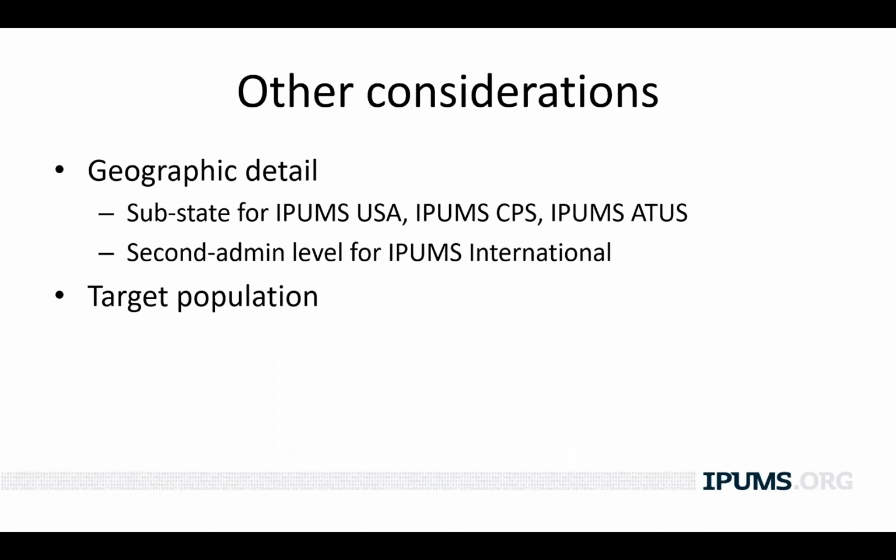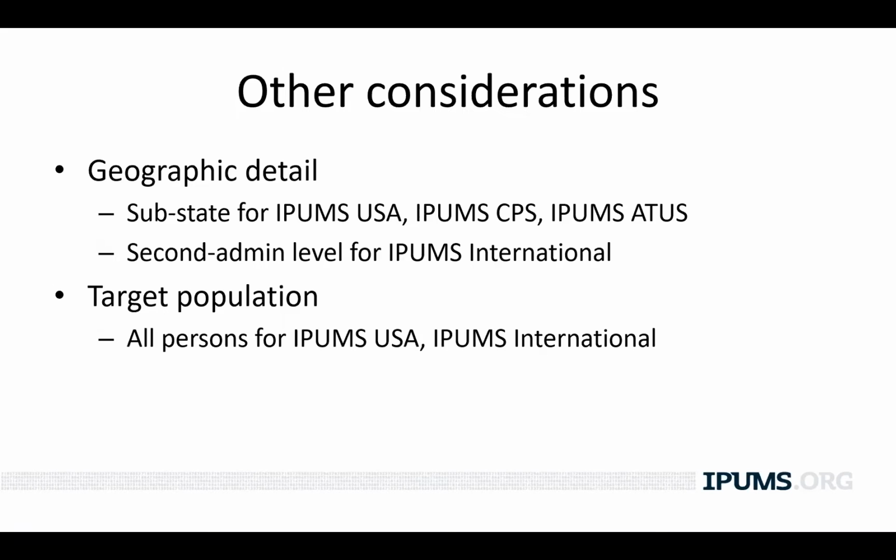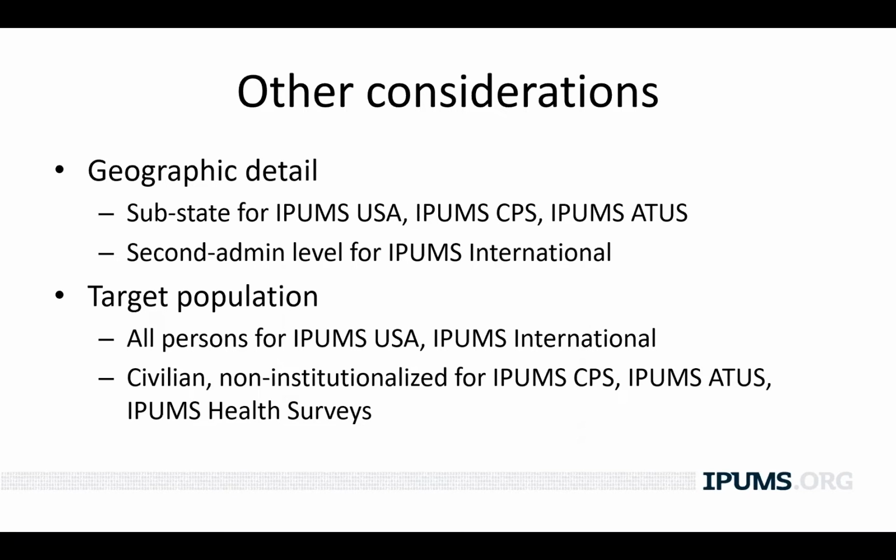Another thing is your target population. So the census data typically looks at all persons, right? So for IPUMS USA and IPUMS International, you're going to get all persons, not a big deal. IPUMS CPS, HUS, and the IPUMS health surveys focus on the civilian non-institutionalized population. So basically, people who are excluded here are folks in the armed forces, people in nursing homes, folks in prisons, right? Those groups won't show up in these data.